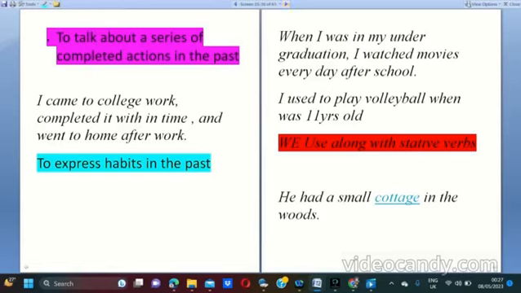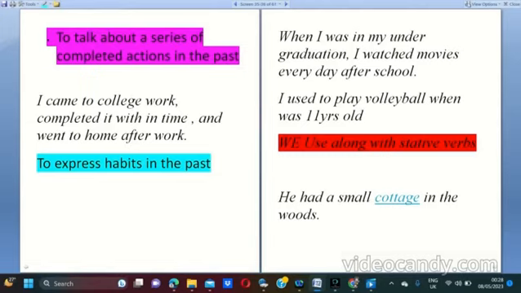Next, to talk about a series of completed actions: I came to college, which is one action, completed it within time, and went home after work. These are three actions here. To talk about a series of completed actions, we can use simple past. It can also express habits in the past. When I was in my undergraduation, I watched movies. It is also a habit. I used to play volleyball when I was 7 years old. To tell habitual actions, we can combine a number of tenses. In the first statement two past tense sentences are mixed, and in the second statement also two past tense sentences are mixed with appropriate subordinate conjunctions.